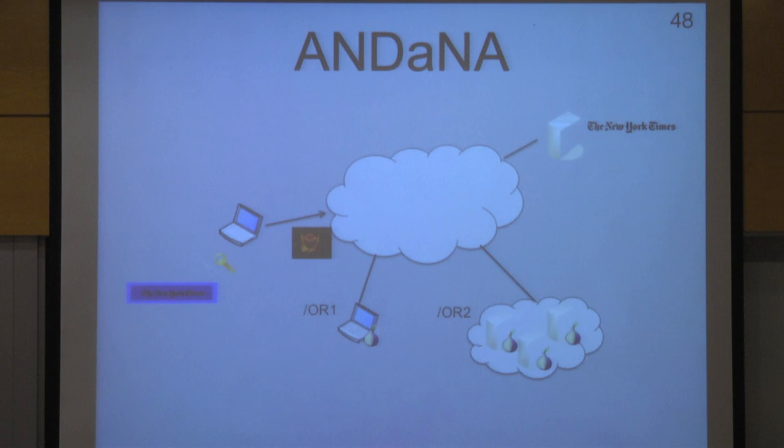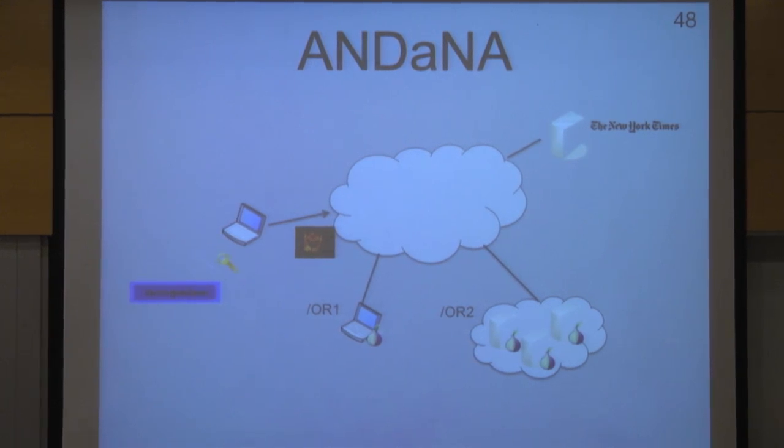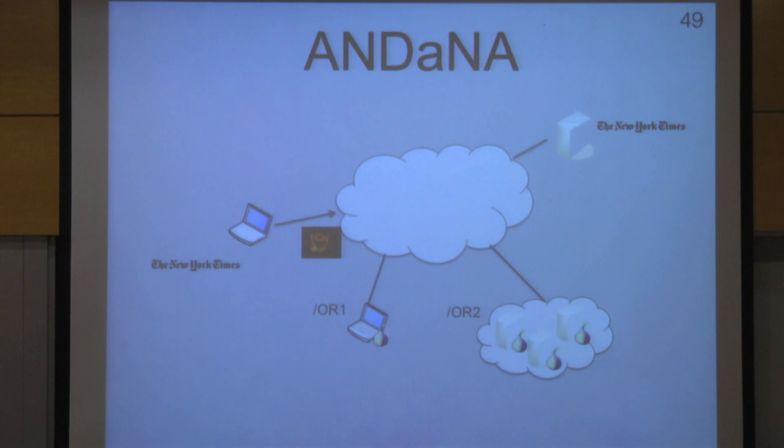There's no state that's kept. Once OR1 and OR2 forward encrypted content back towards where it came from, they have no idea where it came from, by the way. No idea. OR2 doesn't know OR1. Okay, so then the consumer decrypts it, or decrypts it twice.